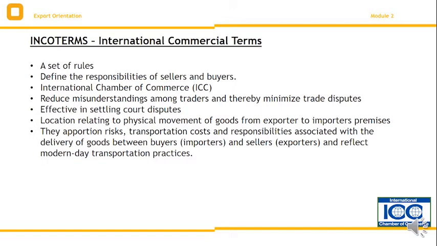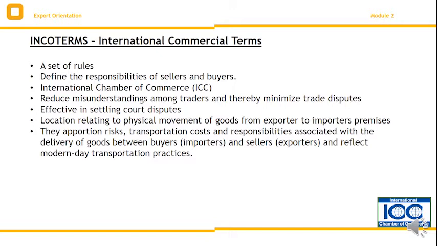These terms are published by the International Chamber of Commerce, and they are there to assist in reducing misunderstandings that may take place between the traders. So they help to reduce or minimize any disputes or misunderstandings. They are also effective to use when there are court cases, so they are effective in settling those disputes.